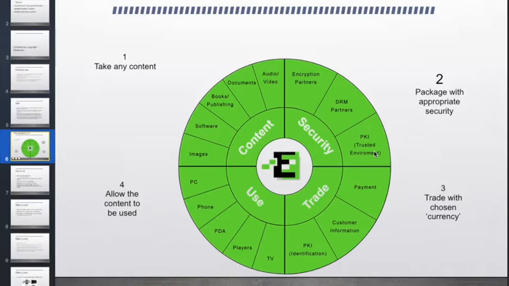After that, we trade it with the chosen currency, and there will be a payment. I think it will be like payment with money and sharing customer data and identification of PKI. And the last step is to choose the device for the content to be used. Is it for PC use or iPhone or Android, etc.?